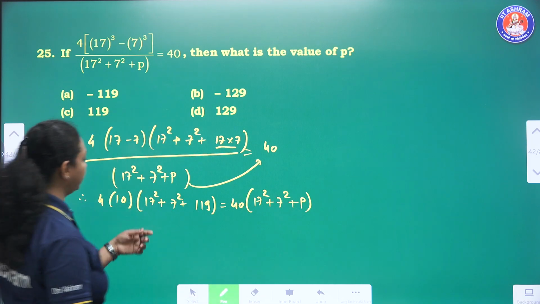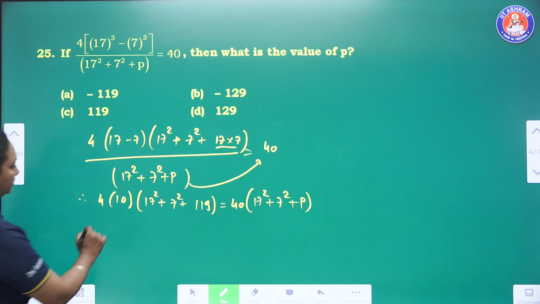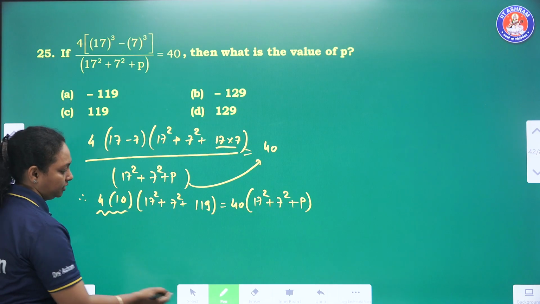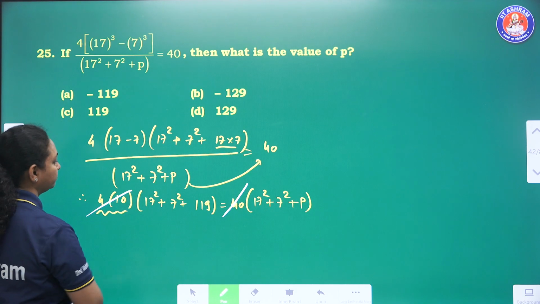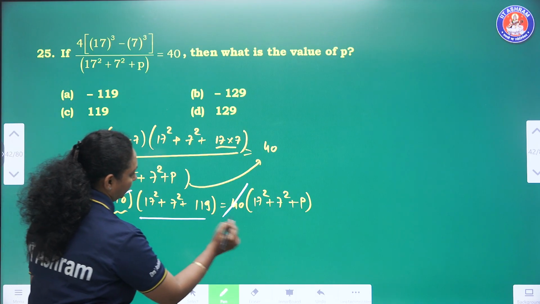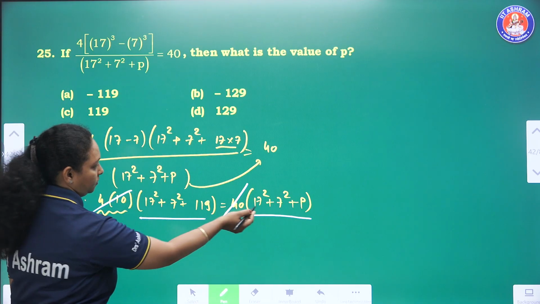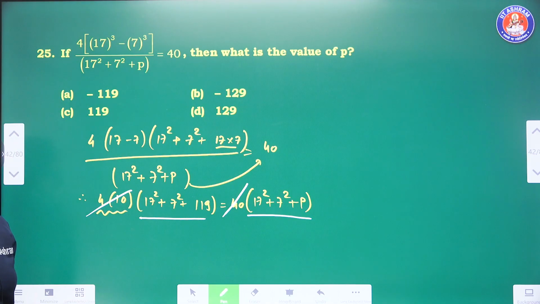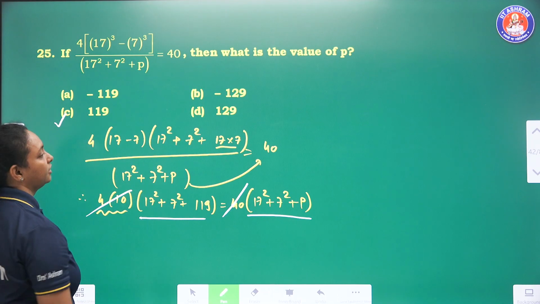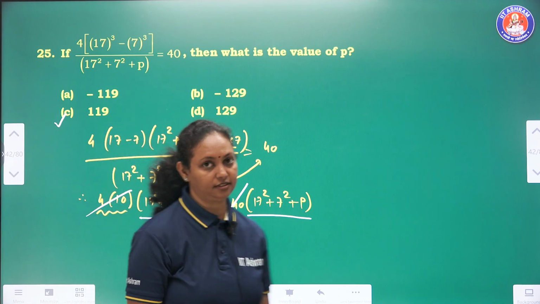So on comparing both sides, 10 4s are 40. So I just cancel out 40 and 40 on both sides. So we are comparing these two: 17 square, 17 square, 7 square, 7 square. So P is equal to what? 119. Only then LHS is equal to RHS. So what is the value of P? It is 119. Is this clear?